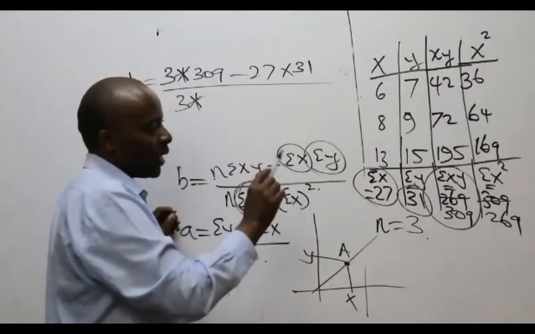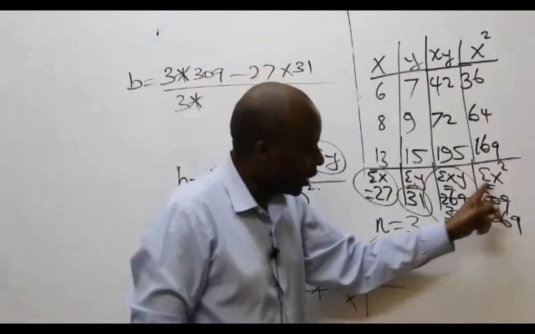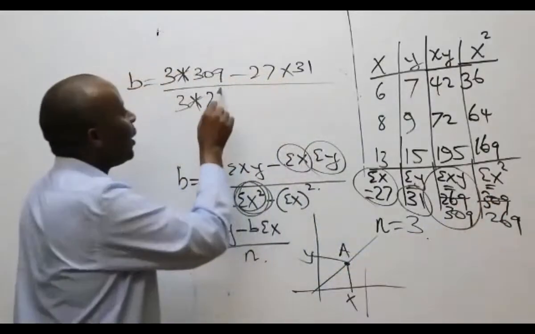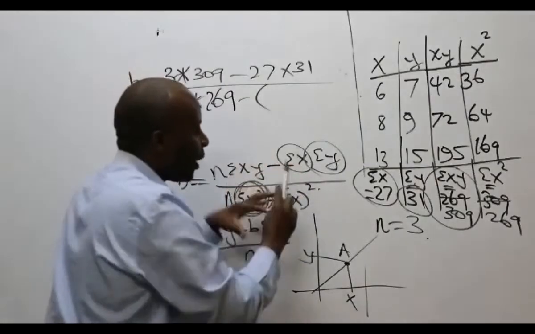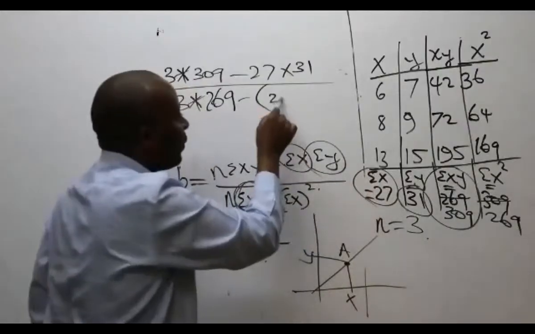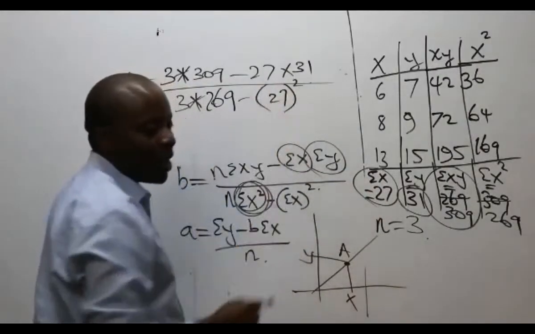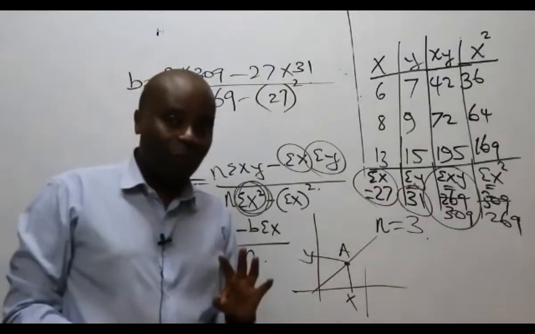So they want you to square x alone. Summation of x squared is here, so it is 269 minus, into bracket. Now you can see they want us to encapsulate summation of x in brackets. The summation of x is 27. And then outside the bracket, we do what here? We square.